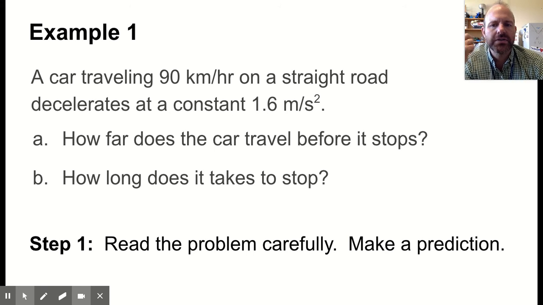First thing to do is to sort of predict what's going to happen. If it's at 90 kilometers per hour, about 25 meters per second, then you can say this isn't quite 2. How long will it take to stop? You can do a quick estimate.